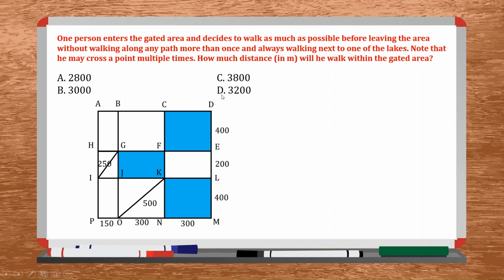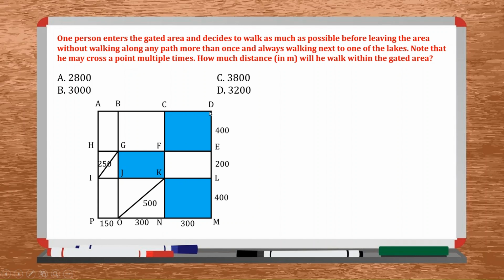So now we are trying to find the maximum distance. So we will try to avoid the diagonal paths, and we need to only travel along the lakes, that is along these four rectangles or squares: CDEF, GFKJ, and KLMN. What would be the maximum distance possible if I try to cover all these four squares or rectangles completely? So what I can do is I'm entering at C.